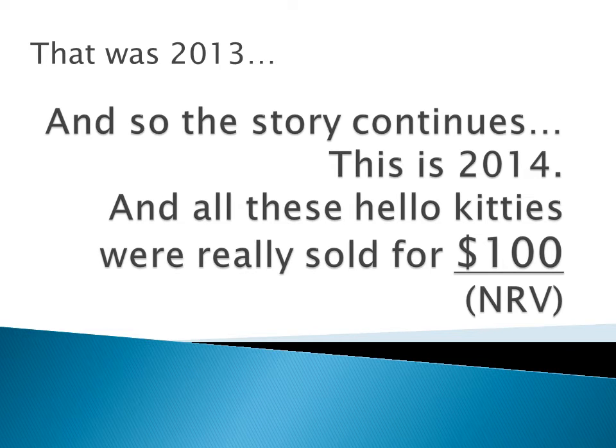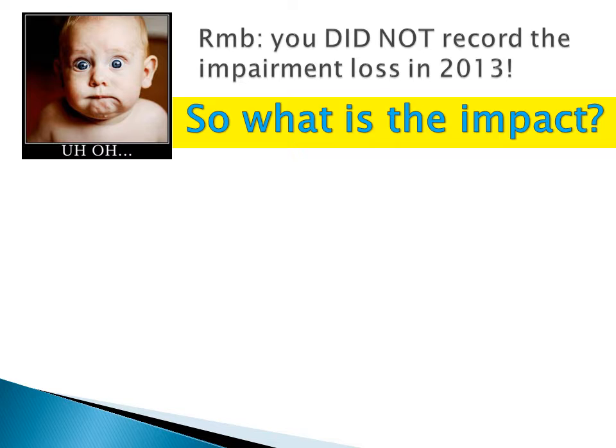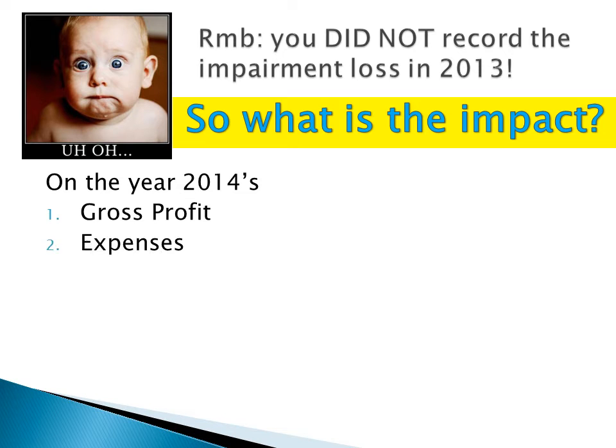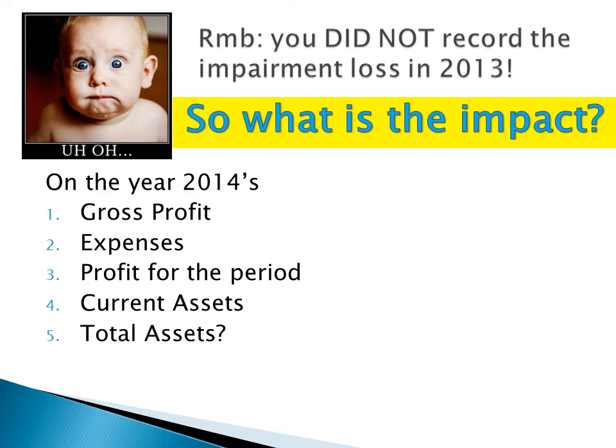The year now is 2014. And all these Hello Kitties were really sold for $100, the net realizable value or the market value. Then what? Uh-oh, you made a mistake, remember? You did not record the impairment loss in 2013. So what is the impact on this year's, 2014's, gross profit, expenses, profit for the period, current assets, total assets? We are going to examine them one by one again.